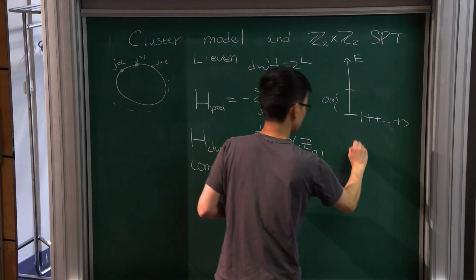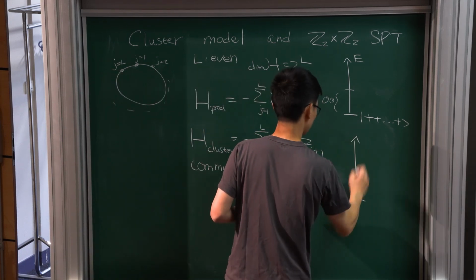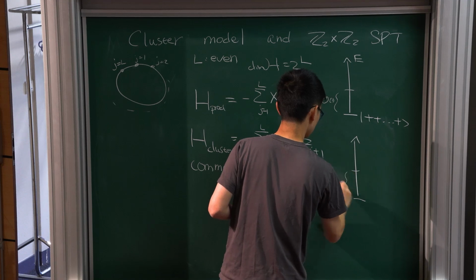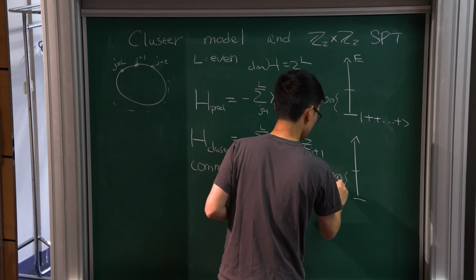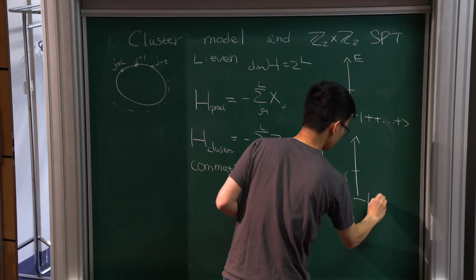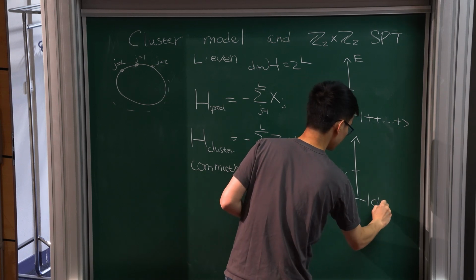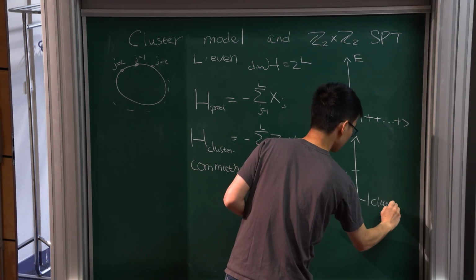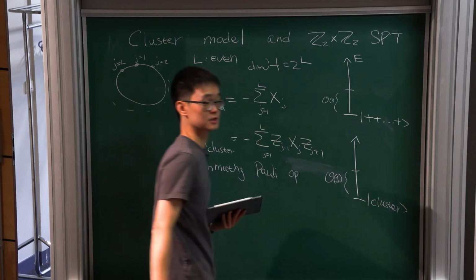So the spectrum actually looks exactly the same as the product state. It's just that this time the state is not the O plus state, but some non-trivial state, which is called the cluster state.